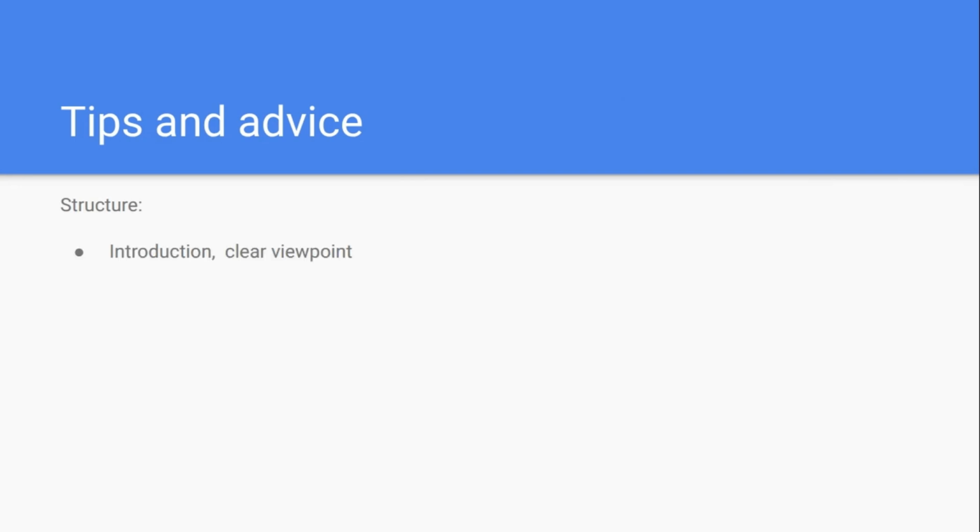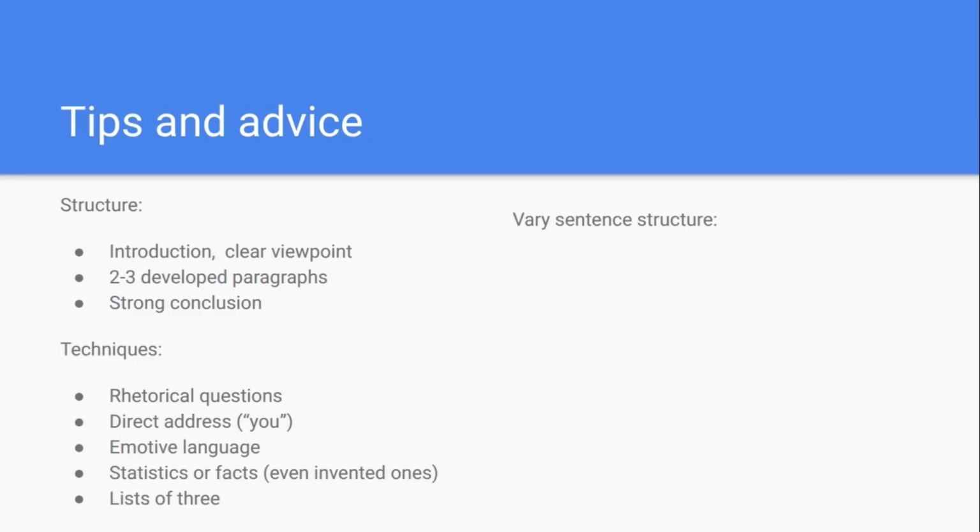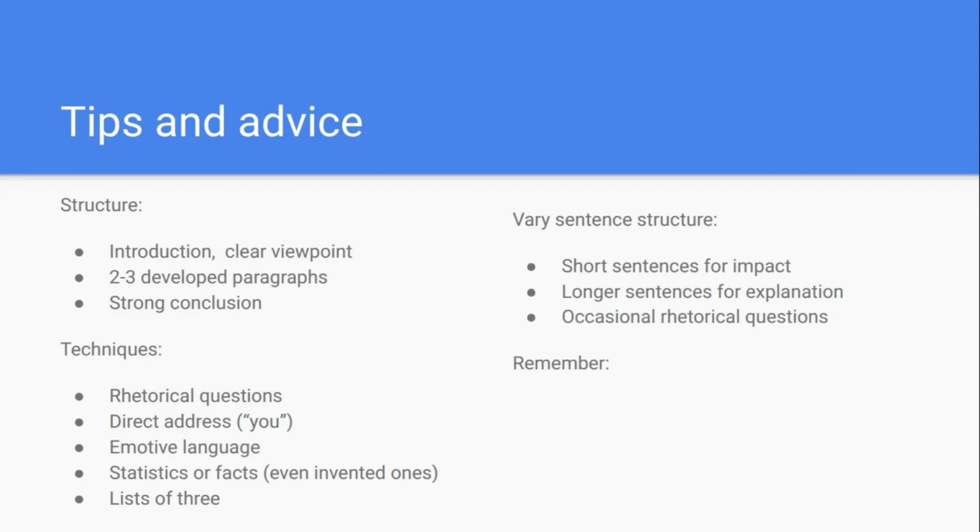Some advice. Structure. You're going to do an introduction and a clear viewpoint, 2 to 3 developed paragraphs and a strong conclusion. You want your opinion to be clear from the outset, so in the introduction. Some techniques you can use: rhetorical questions, direct address, emotive language, statistics or facts, things that you can make up, and lists of 3. Vary your sentence structure, so things like short sentences for impact, long sentences for explanation, and rhetorical questions occasionally. Don't overuse these. Remember, opinion, persuasion, impact. That is a quick way to do it.